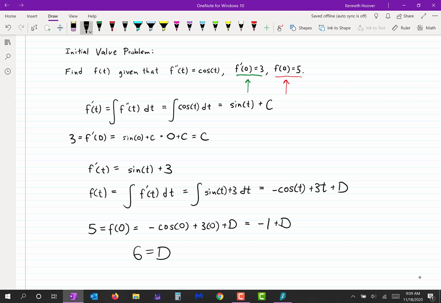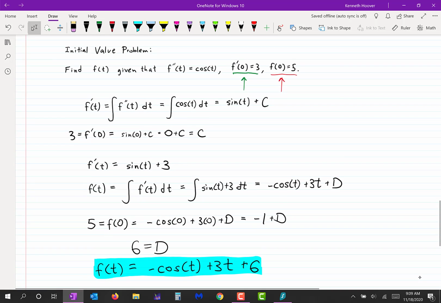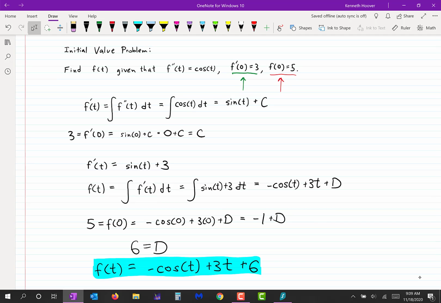So my final answer then is f of t equals negative cosine of t plus 3t plus 6. And that's my answer. That's how you do what's called an initial value problem. Okay, that's it for today.